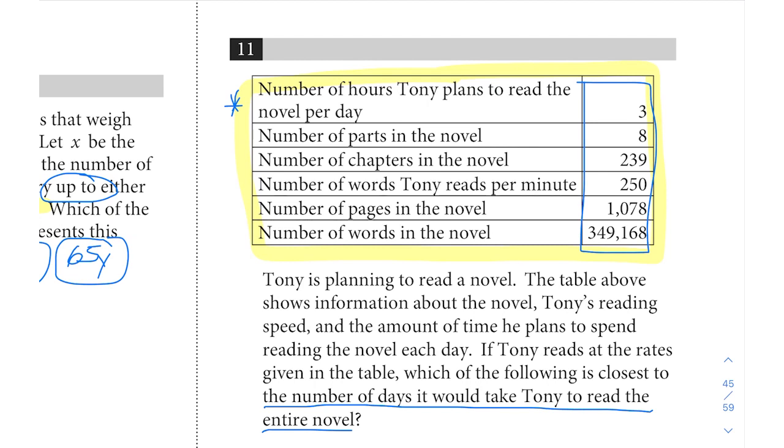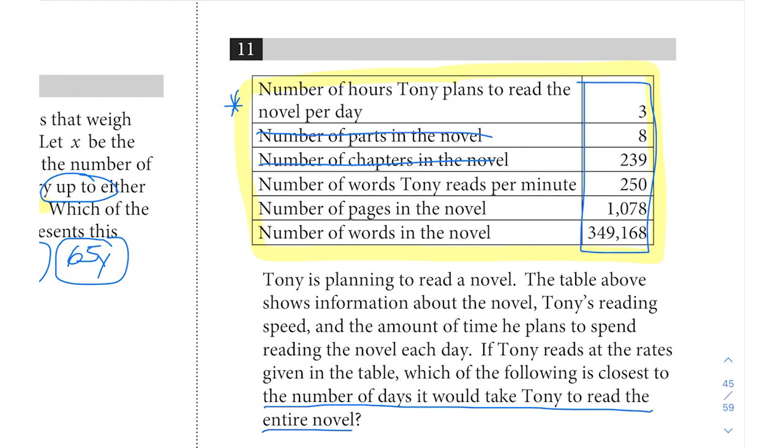Number of parts in the novel. Well, it doesn't matter how that novel is broken up, right? It could be broken up into, let's say, parts or chapters in any way, shape, or form. But these kinds of things, for parts and chapters, we actually don't have to worry about for this particular question because that's just the sectioning of the novel, but it's not going to change the reading time. If you take a 1,000-page novel and break it up into 10 chapters of 100, that's not going to change your reading time versus if it was a 1,000-page novel broken up into 5 chapters of 200, right?